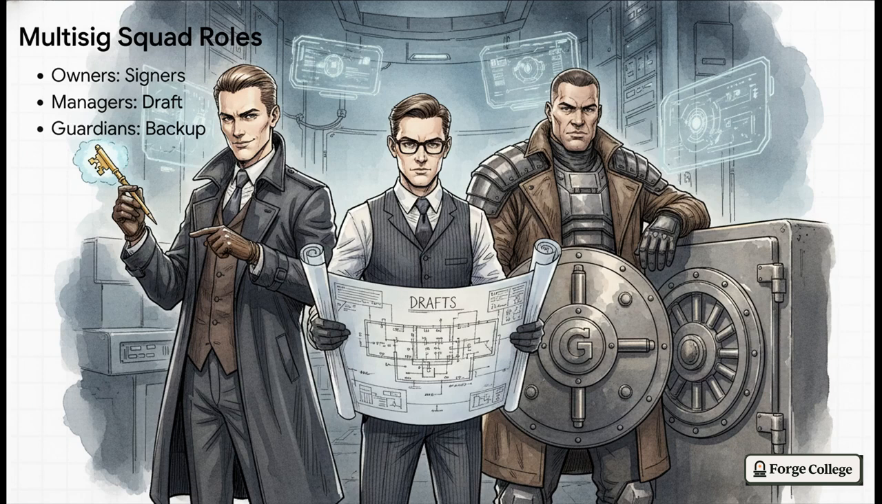First up, the owners. These are your regular, day-to-day signers whose signatures actually move the funds. Next, we have the managers. Now, they can draft and propose actions like submitting an invoice for payment, but they cannot execute it alone. And finally, the guardians. These are your cold storage backups. Your lawyers, maybe your most trusted friends. Guardians are held in reserve strictly for absolute emergencies.